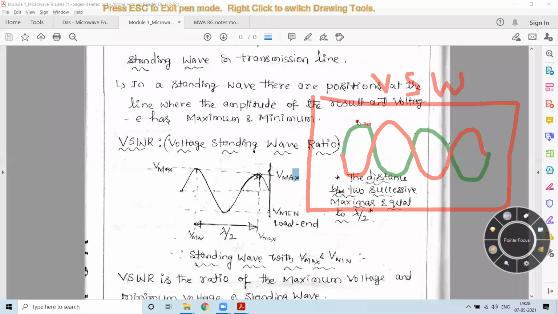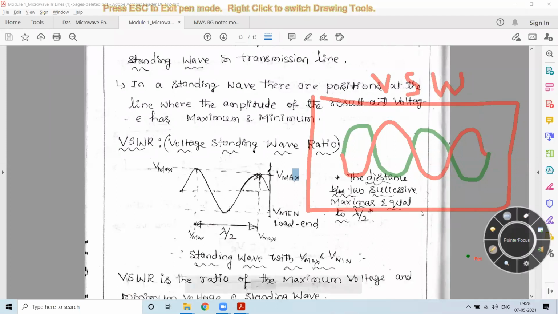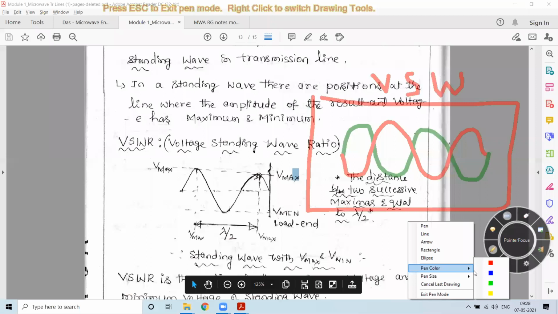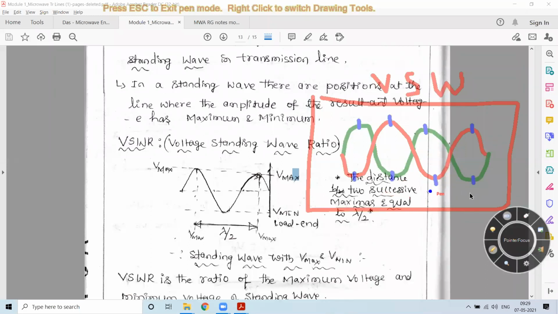Now here you can see what all parameters you have. There is a maximum at this point, and at these points. These are called voltage maxima, or sometimes voltage maximum, for the standing wave. Then you have a minima over here. We call it a voltage minima if it is related to the voltage parameter. So these are the voltage maxima points, and these are the voltage minima points.